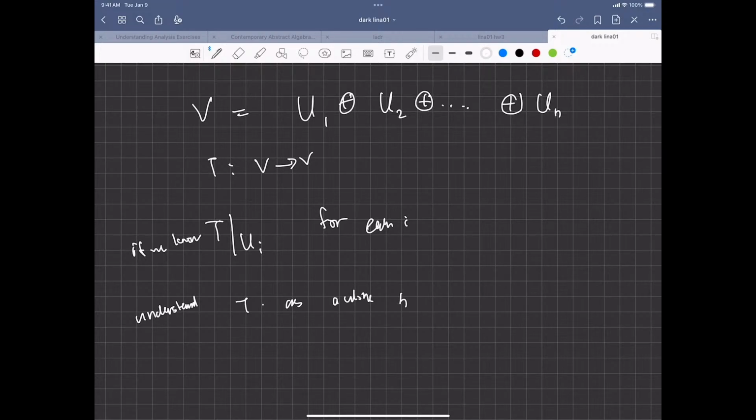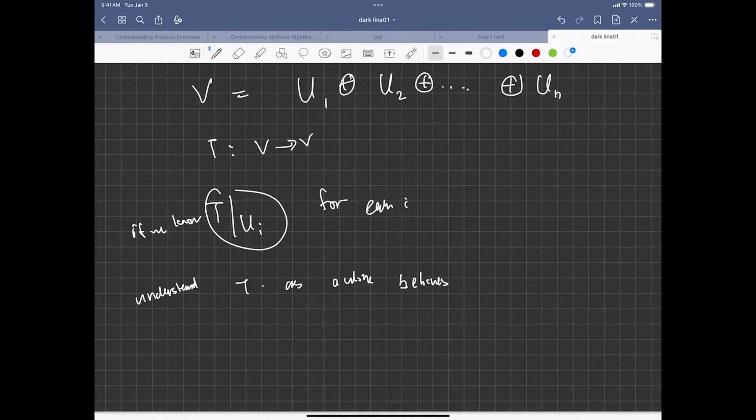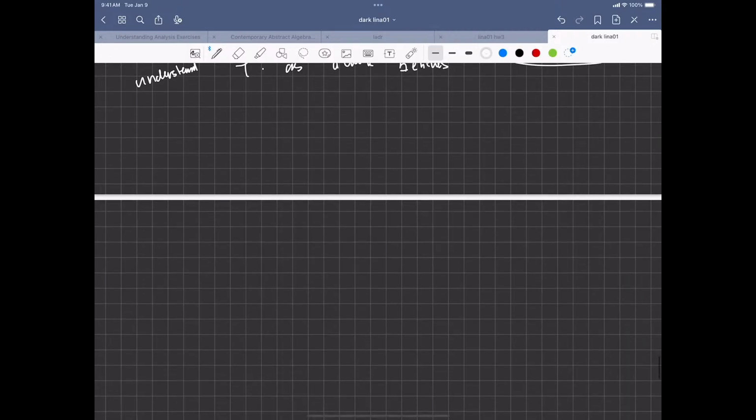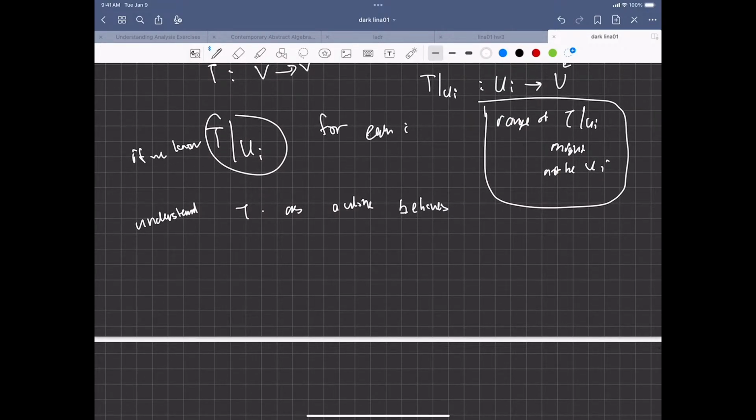The issue, however, is that when we restrict T to U_i, it would have a domain of U_i, but the range itself might not be U_i. The range of T restricted to U_i might not be U_i, so it's not really useful if that happens. So we want subspaces where the range of T is actually U_i.